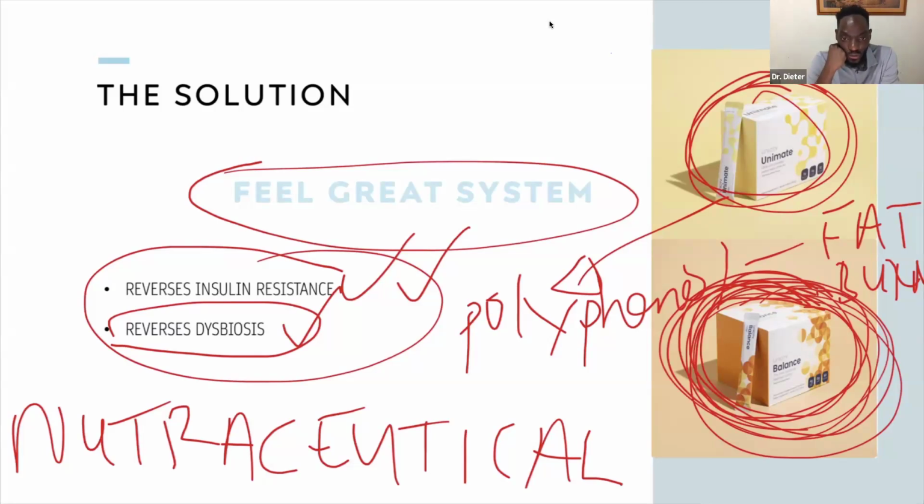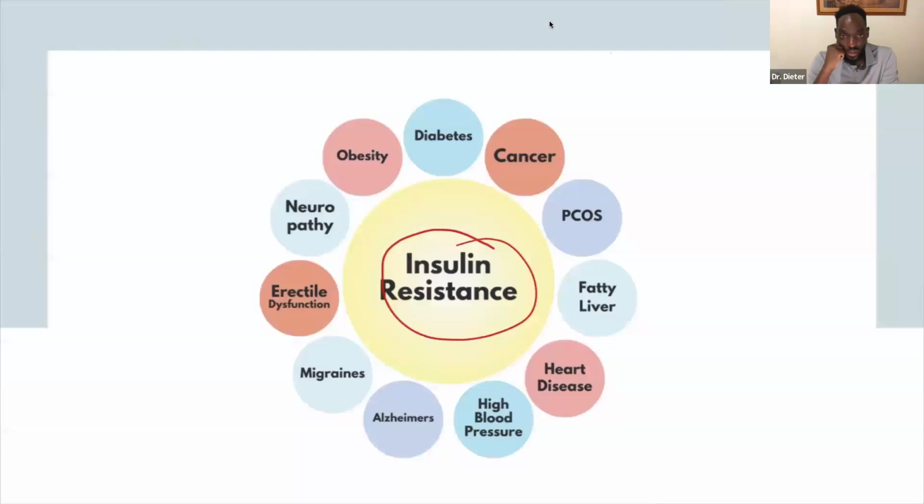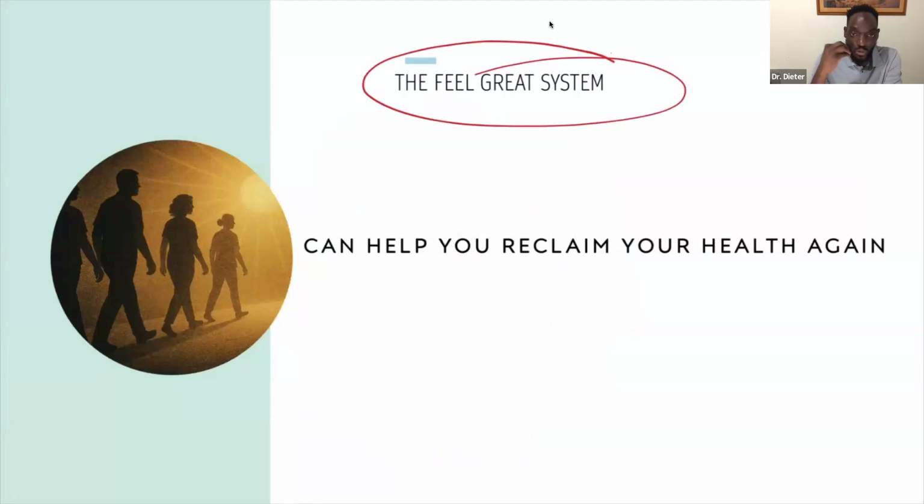If fiber is so important for our metabolic health, insulin resistance, and our gut health, it's no wonder why diseases linked to dysbiosis and insulin resistance are running rampant. So I want to end by saying the good news is that this Feel Great system is a solution to reversing the energy shortage that is at the core of the modern day diseases that we face. We can take charge, we can live again, we can reclaim our health again. And that is my final word.